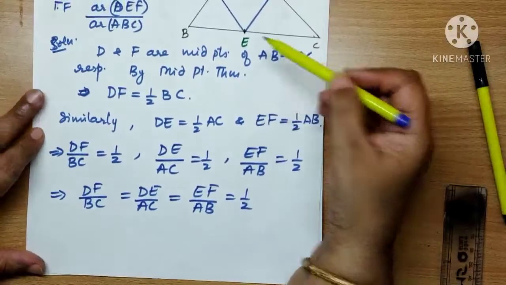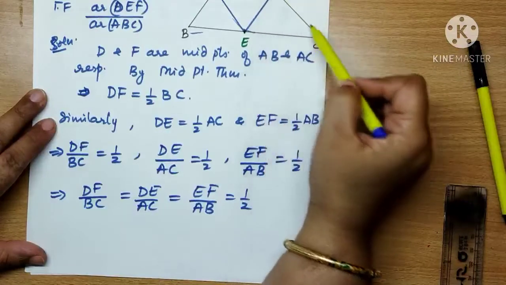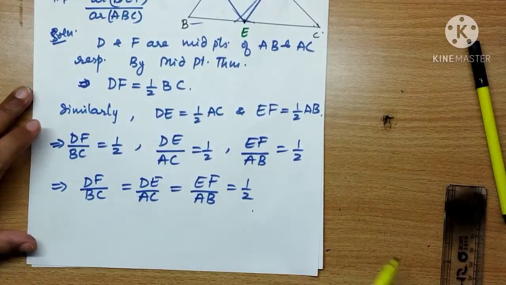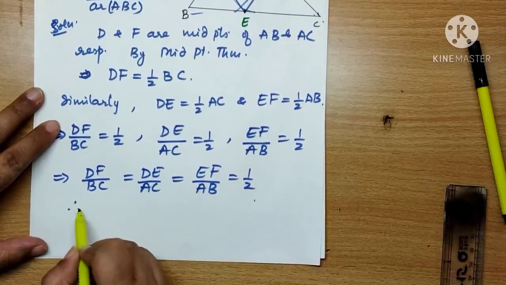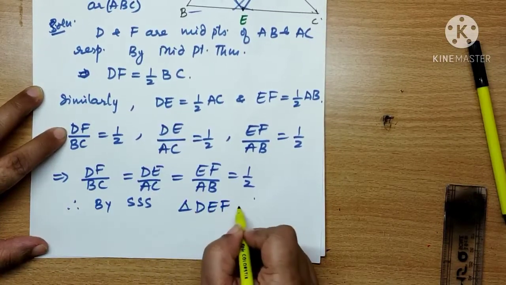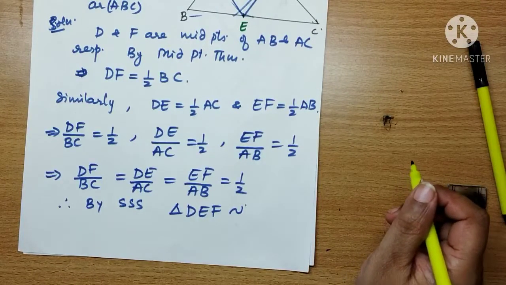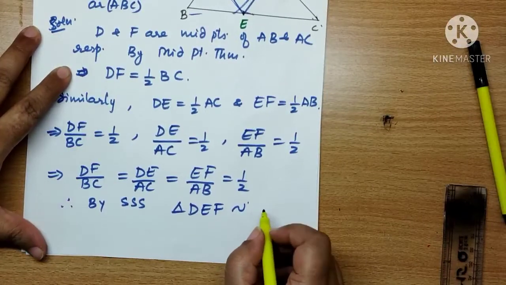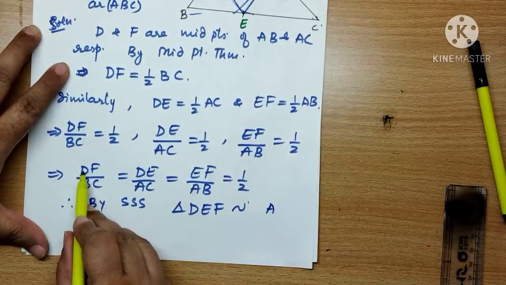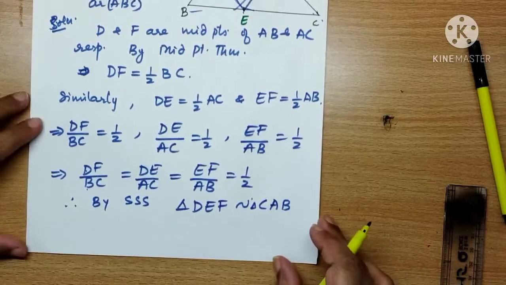Now see, I got the sides DF by BC, DE by AC and this. So sides of this triangle and the sides of the bigger triangle are in the same ratio. Therefore, by SSS criteria, we get triangle DEF similar to, now let us write similarity carefully. DEF will be similar to, E will go with A and D goes with C, CAB. Triangle DEF is similar to this.